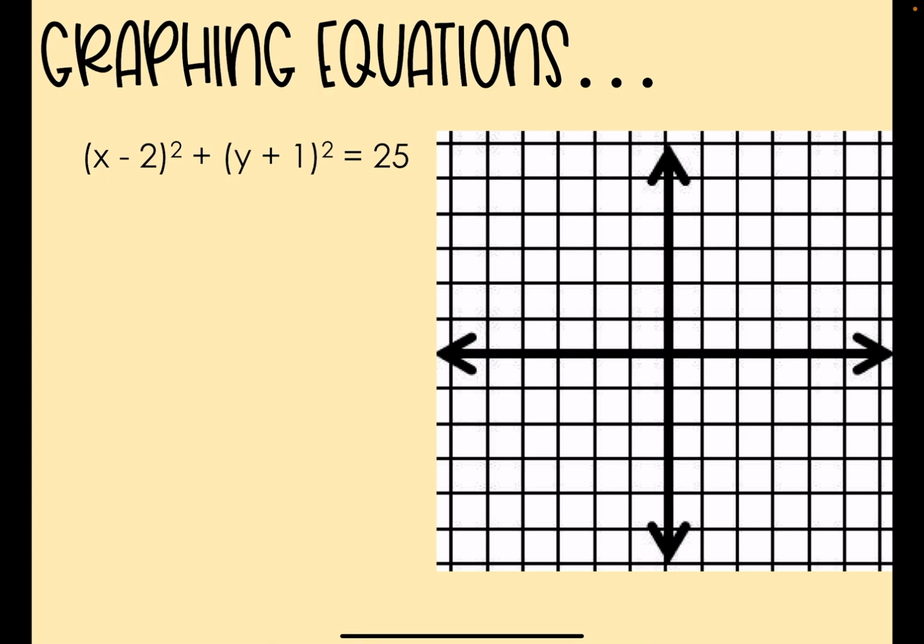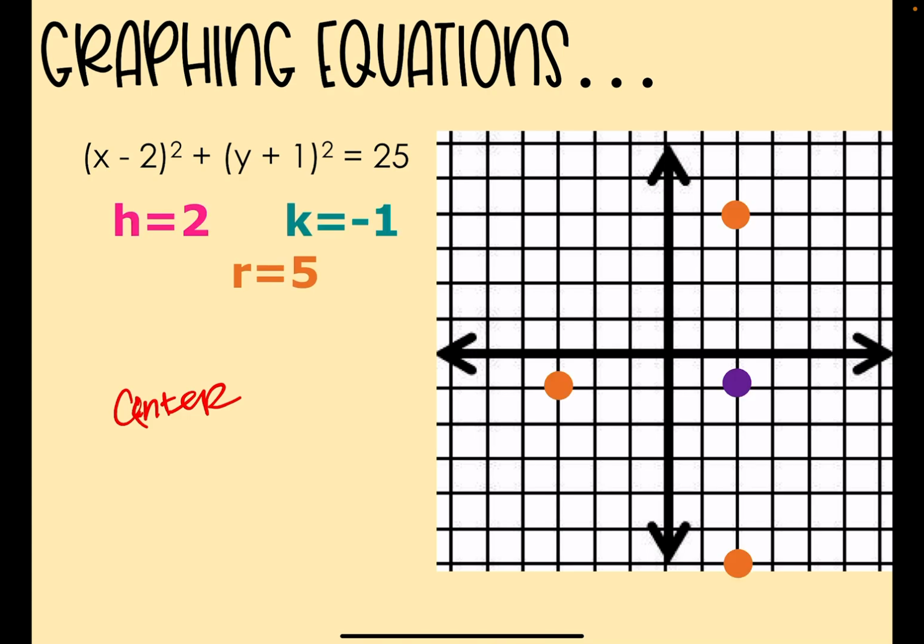I want you to tell me what the center is for this and the radius. You should get these h and k values and this radius, which means your center is going to be at 2, -1. And that's what I've got graphed here. Your radius, the 5 does go off on this side right here, so just estimate it's pretty close. And you should get something like this.